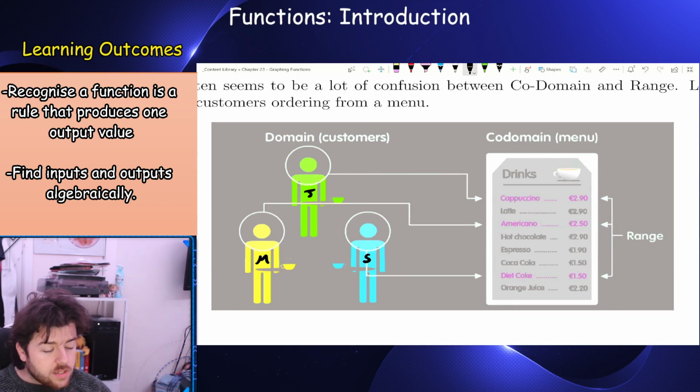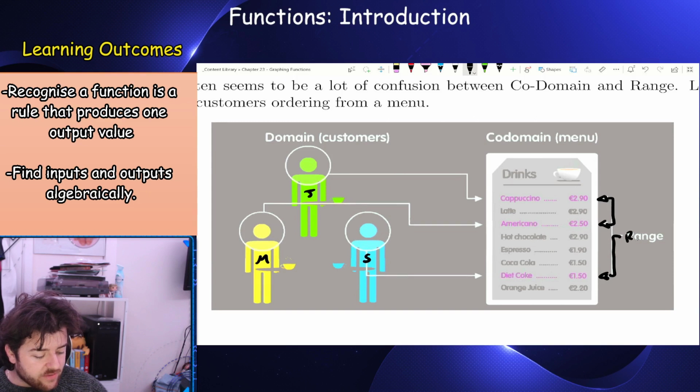The codomain is my menu, right? They could get anything. They possibly could get a latte, hot chocolate, espresso, Coca-Cola, and an orange juice. That's all the possible things they get. But in actuality, John chooses a cappuccino, Mark chooses the Americano, and Sean chooses the Diet Coke, right? And then since they're my set of actual outputs, that is known as the range. It's the range. Yeah?